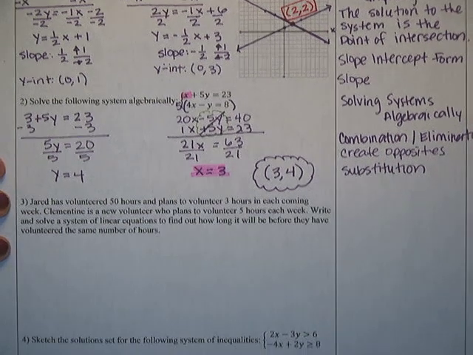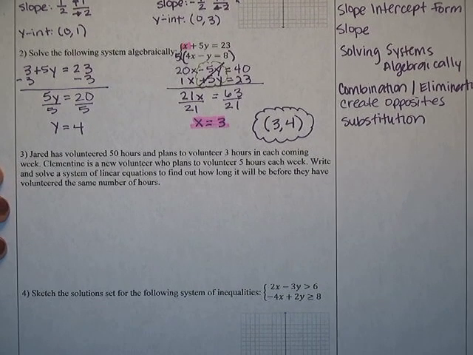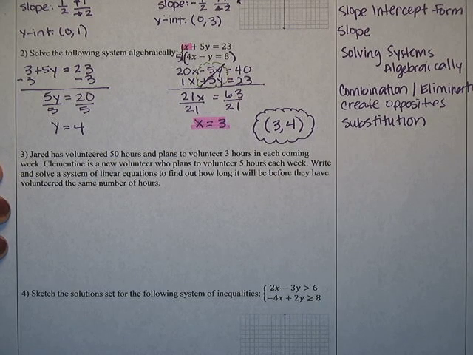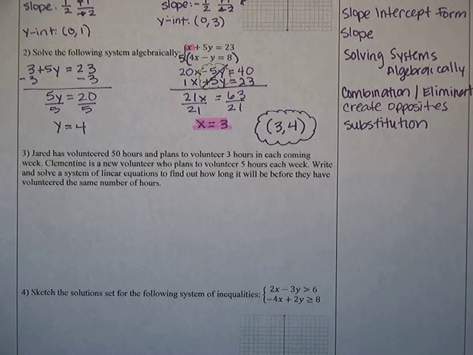Alright, so let's look at this next task here. It says, Jared has volunteered 50 hours and plans to volunteer 3 hours in each coming week. Clementine is a new volunteer who plans to volunteer 5 hours each week. Write and solve a system, that means two linear equations, to find out how long it will be before they have volunteered the same number of hours.